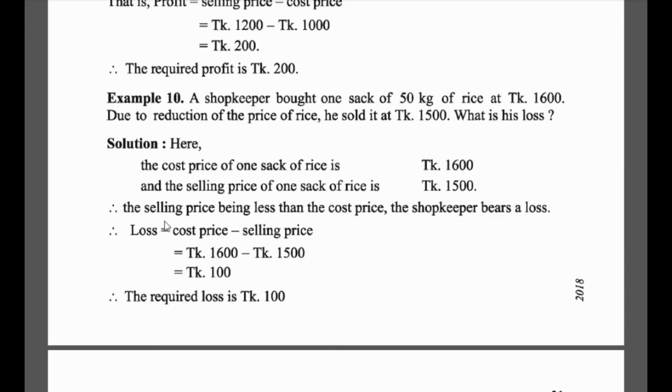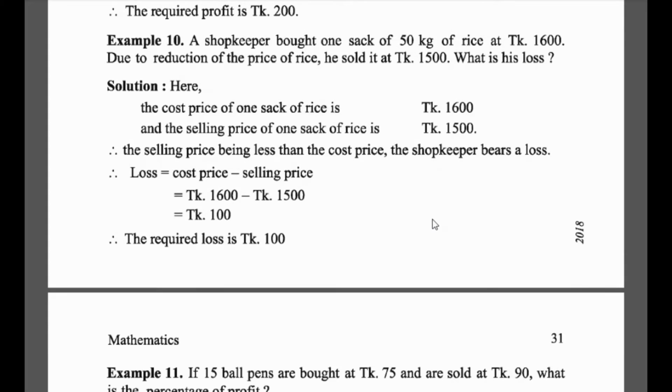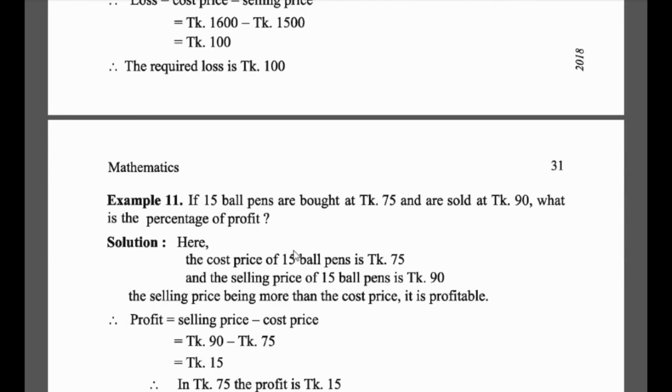So you can see very clearly that the selling price is less than the cost price. So here the shopkeeper bears a loss. According to the rule, the cost price is bigger than the selling price, so it's definitely a loss. So loss is equal to cost price minus selling price. Putting in the values, cost price 1600 minus selling price 1500, and the difference is 100. The question is what is his loss. So we have got the loss, taka 100. By writing it, the required loss is taka 100. So this is the answer. That's it. So let's go to example 11.